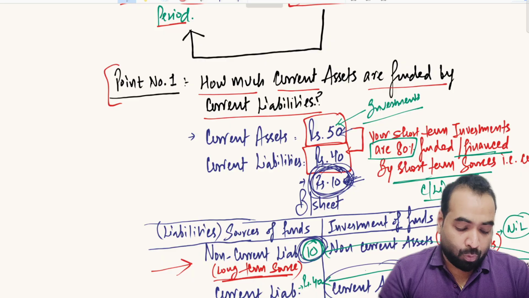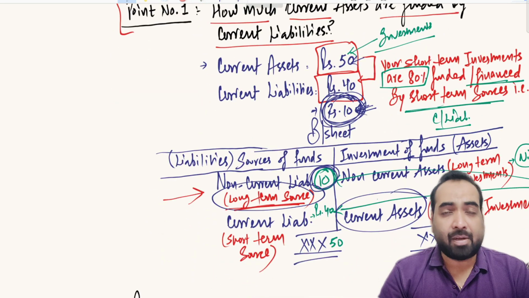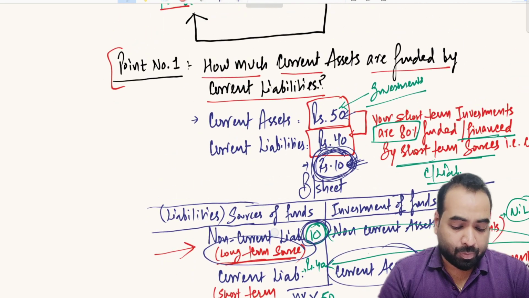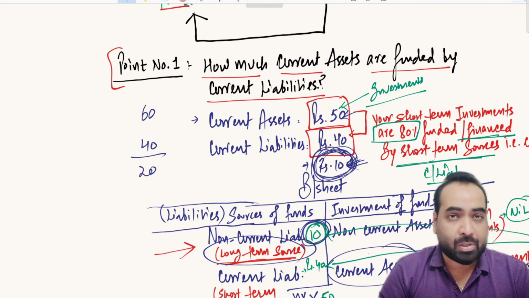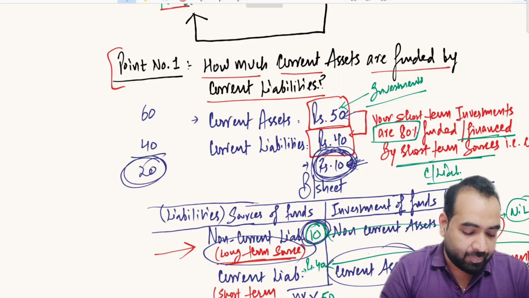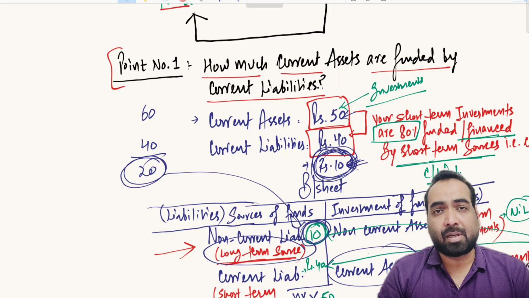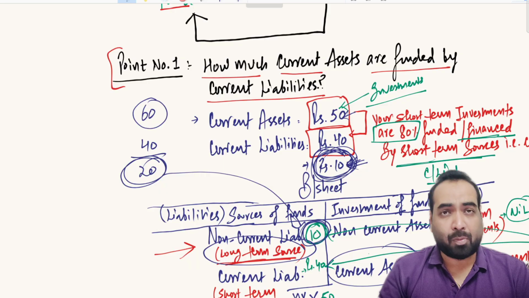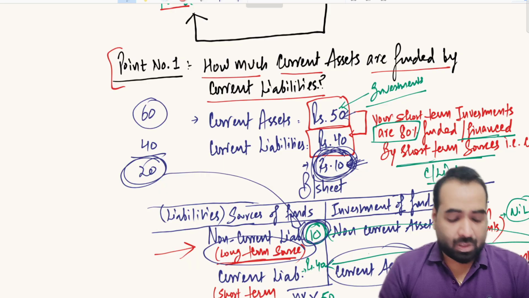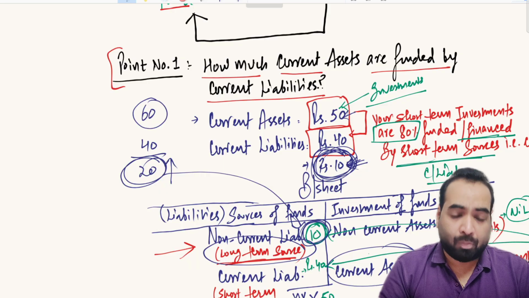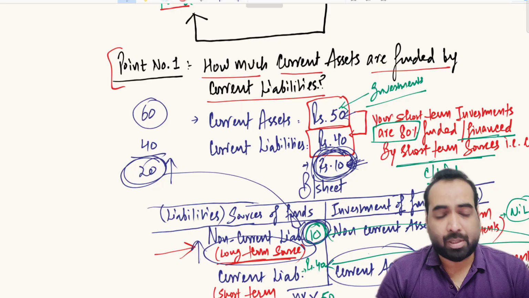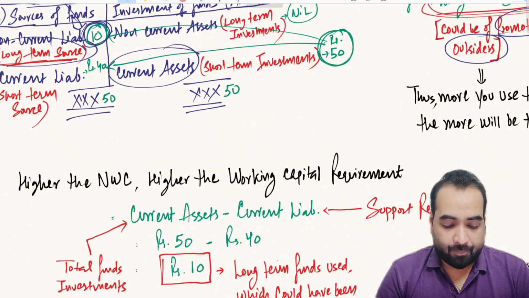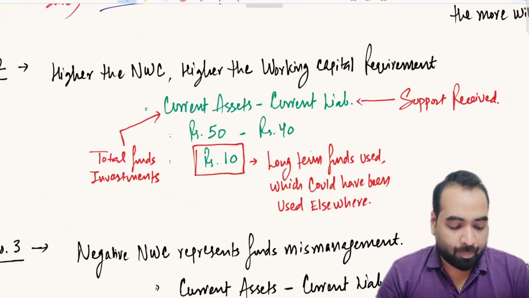But one thing is clear: the more the NWC, the more the difference between the current assets and current liabilities, which would mean the more long-term sources are invested in your current assets. Suppose the current assets are rupees 60 and current liabilities are rupees 40 and the difference comes to rupees 20. That means these 20 rupees will represent the funds invested in the current assets financed from the long-term sources. So the more the NWC, the more funds are infused by the non-current liability holders in the business, right? So this was point number one.